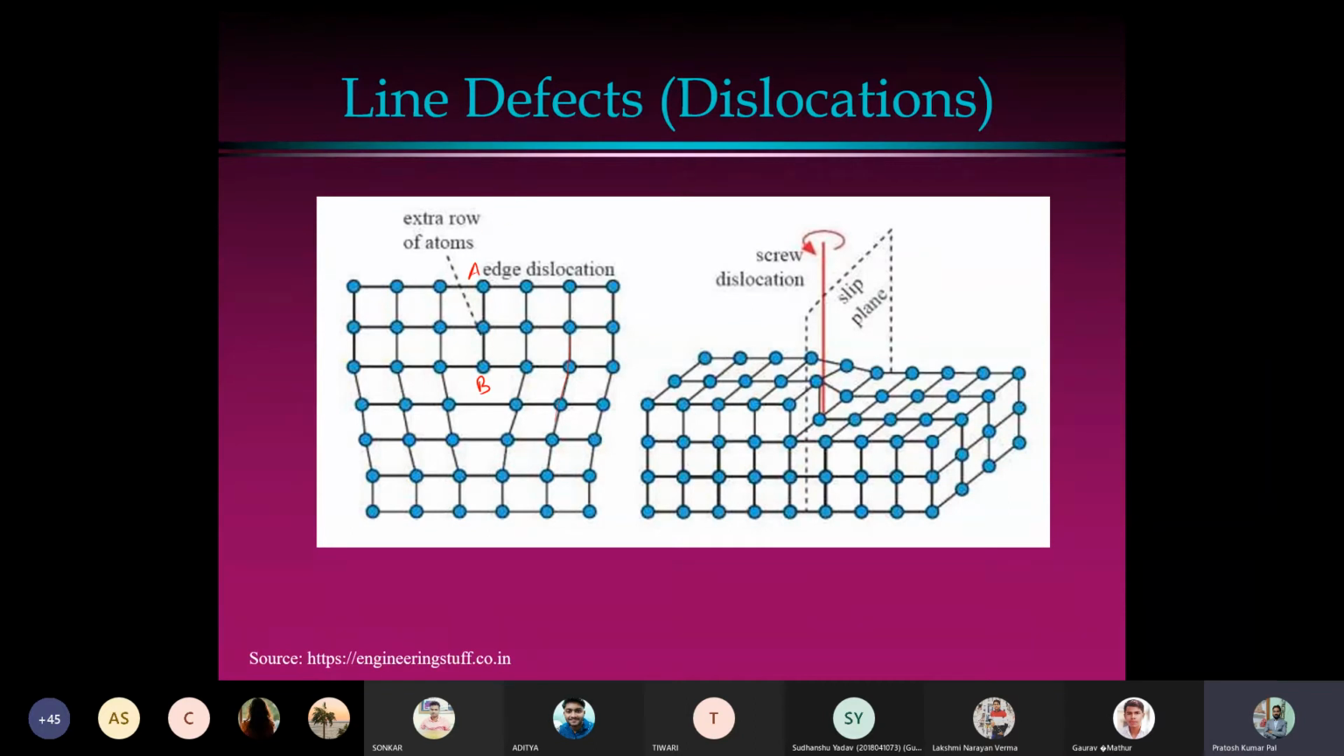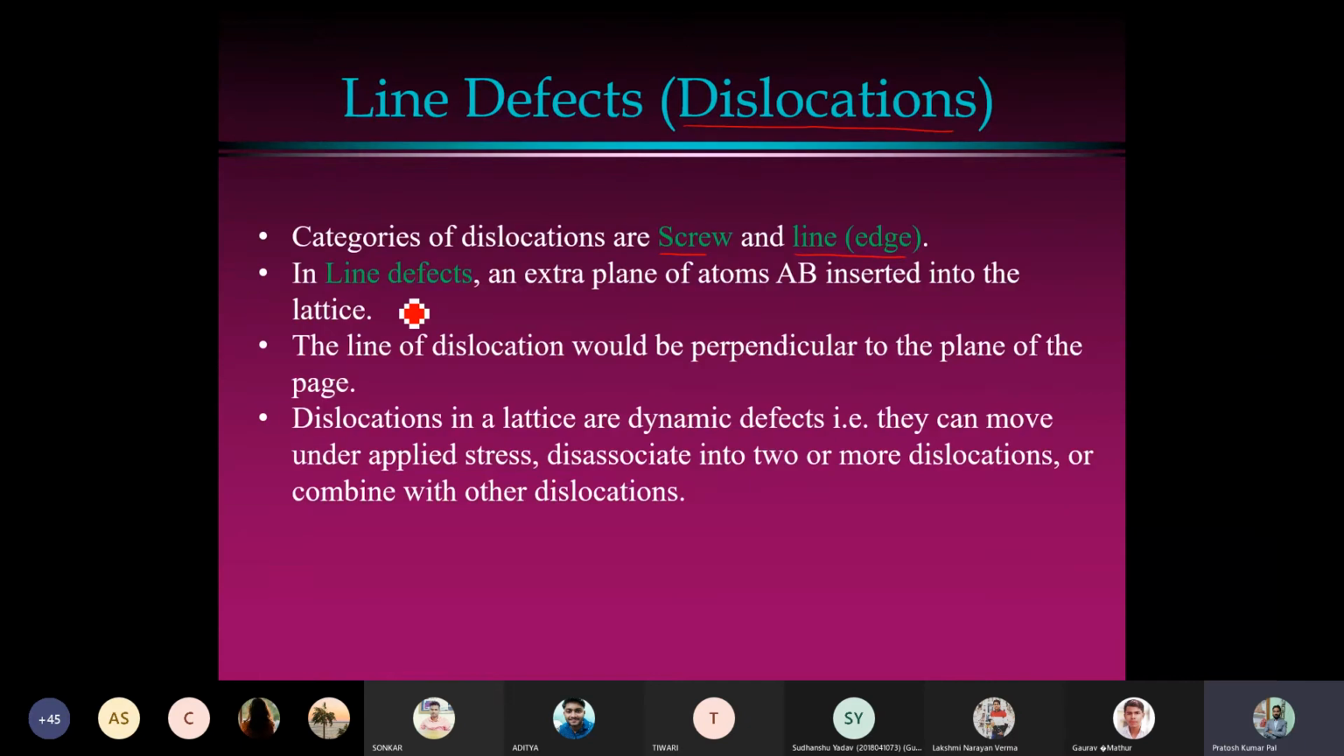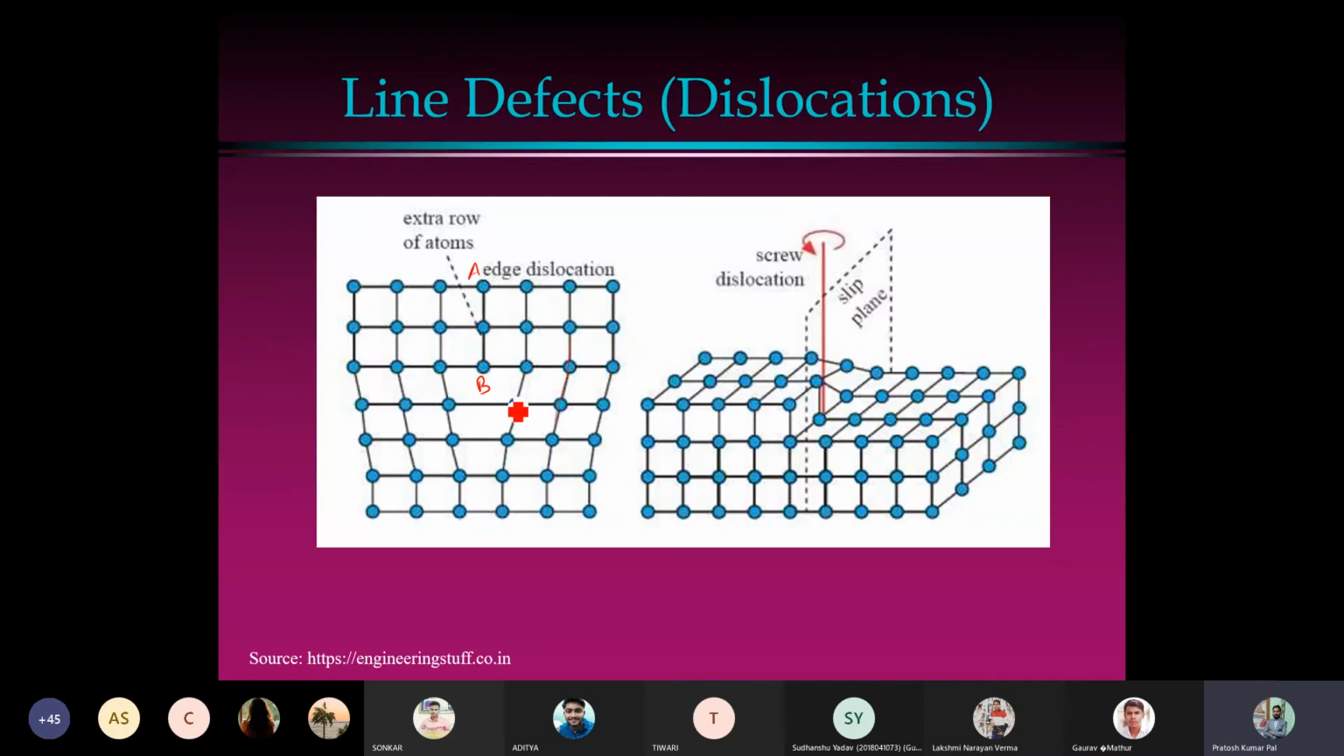Okay, so the line defect is an extra plane of atoms, like AB, inserted into the lattice. So an extra plane will be inserted into the lattice basically. The line of dislocation would be perpendicular to the plane of the page. Like this is the dislocation. Here, if we see the three-dimensional structure, instead of 4, further it has become 3 lines only.